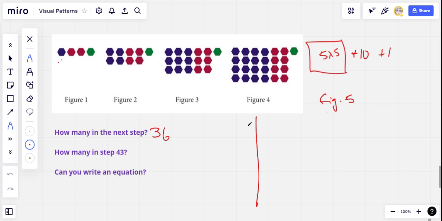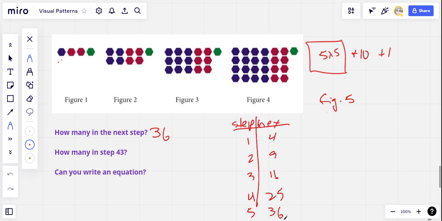Now let's take a moment to analyze the numbers here. I think I know what kind of a pattern this is going to be. The squares are giving me a big clue that this is quadratic. But let's go ahead and just look at the numbers and see if that's validated. In step 1, we have 4 hexes. In step 2, that's 9. In step 3, that's 16. And in figure 4, that's 25. And for figure 5, we're predicting 36.